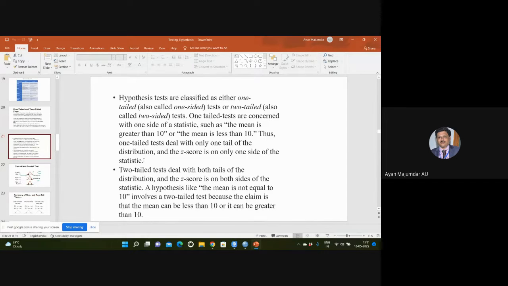Say you are testing that the mean is 10. This is your null hypothesis. Your alternative hypothesis, the mean may be greater than 10.